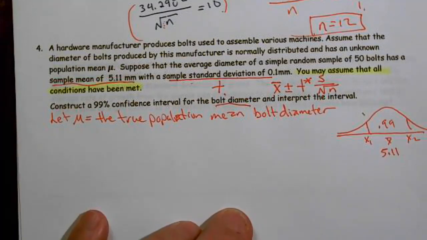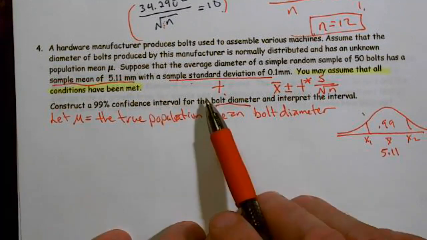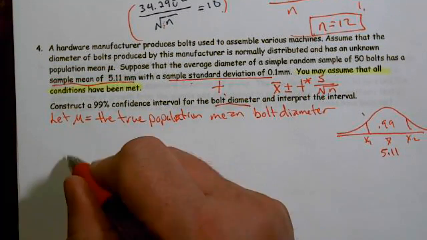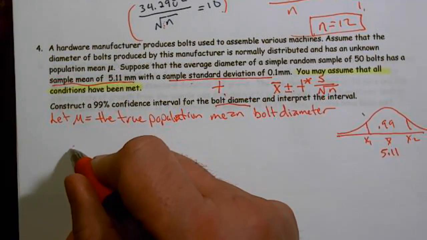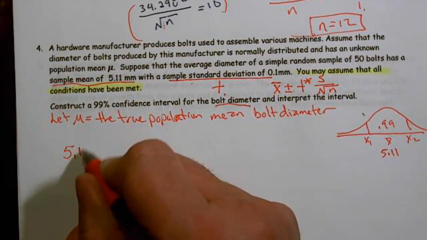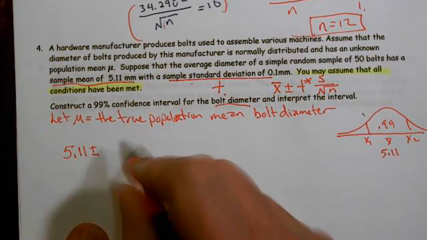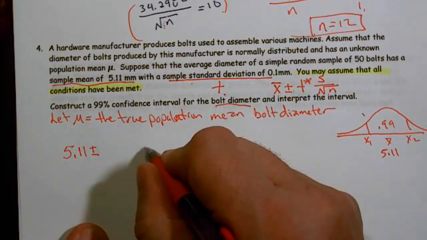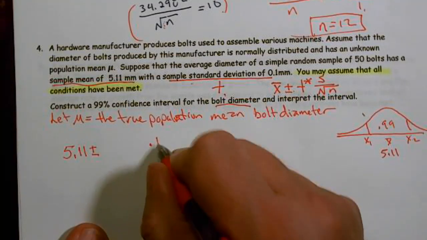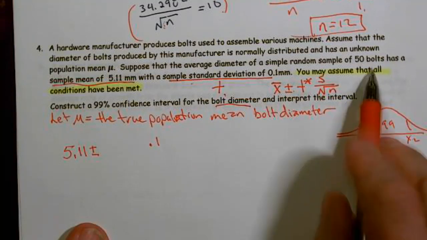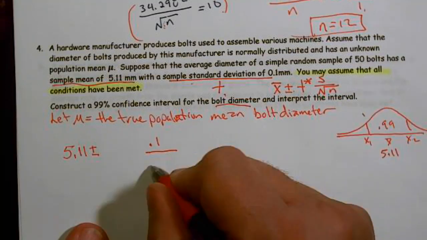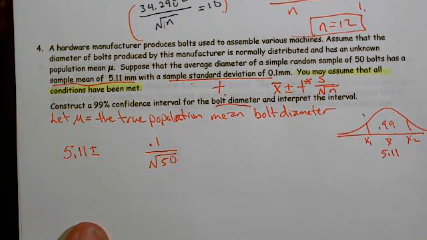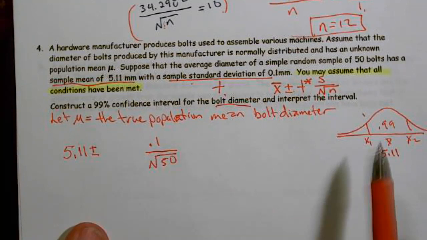At this point, they told me the conditions have been met, so I don't have to list them. So I can start plugging into this equation. I have 5.11 plus or minus. I'm going to leave a space for t star. I'll come back and get that in a moment. s, our sample standard deviation, is 0.1. And they gave us a sample size of 50. All right, so we need to come back and get our t star.